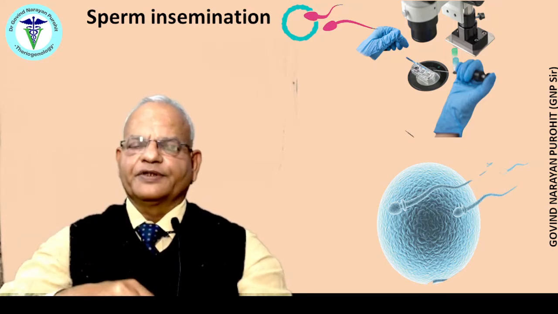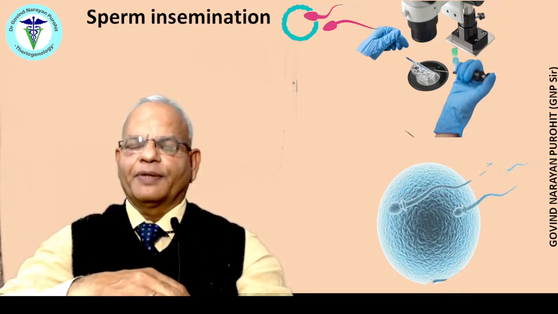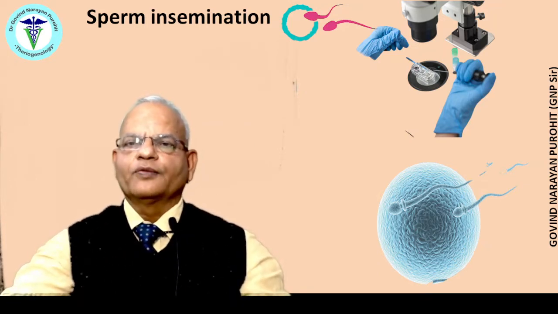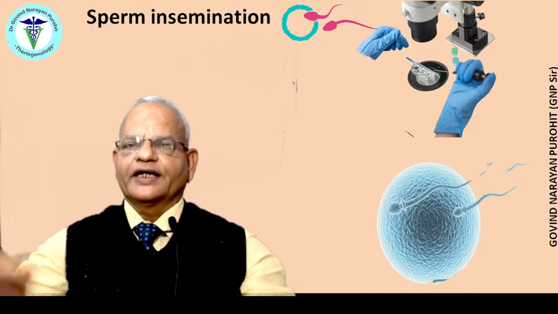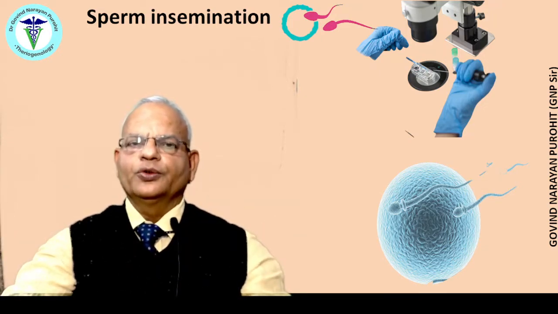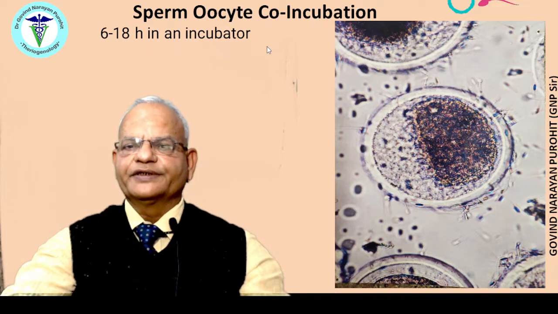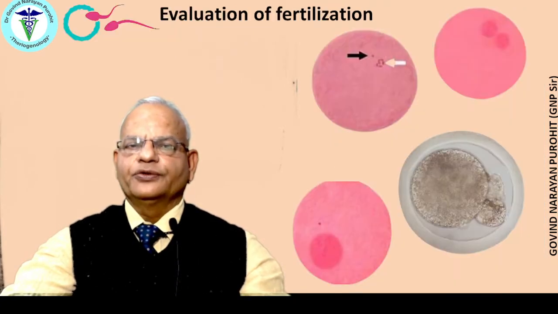Again, you cover it with paraffin oil and then apply a lid, note down or mark what has been done on what date using what sperm, and then again place them in a CO2 incubator. Then allow the sperm and oocyte to co-incubate for 6 to 18 hours in a CO2 incubator. You can see here the sperm and oocytes are co-incubated, and you can see under a microscope that the spermatozoa are moving very fast and they are ready to fertilize the oocyte.